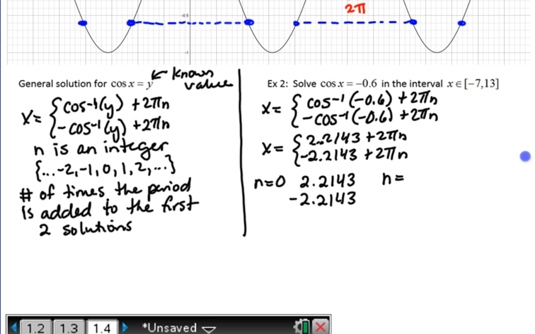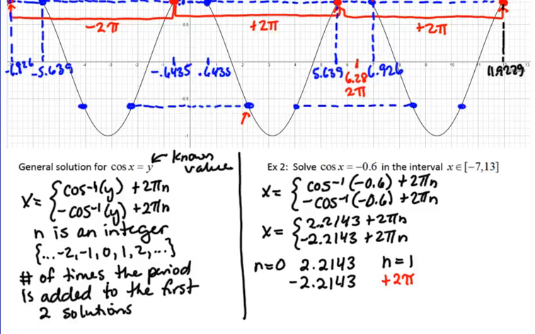Then I'm going to add 2 pi. My first two solutions are on either side of the y-axis. This is 2.214 and negative 2.214, which looks very reasonable. I draw those up there, okay?